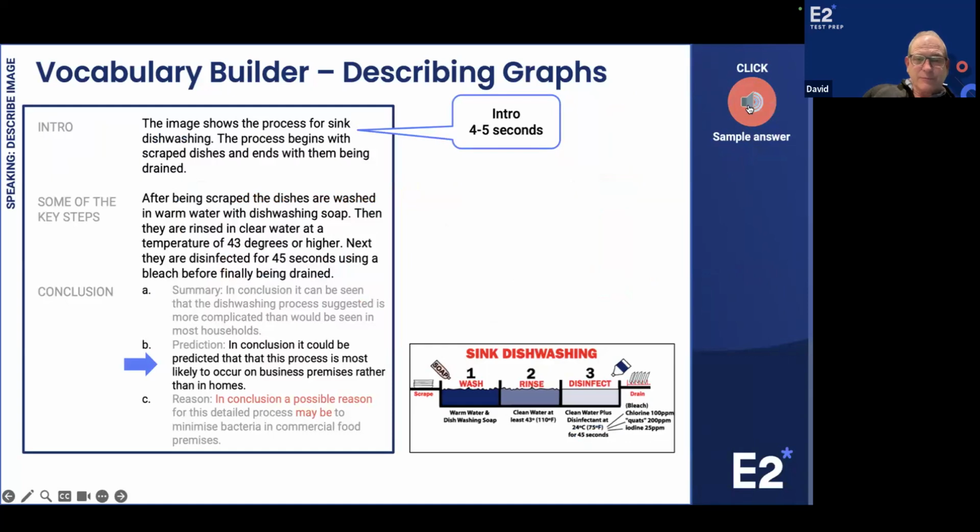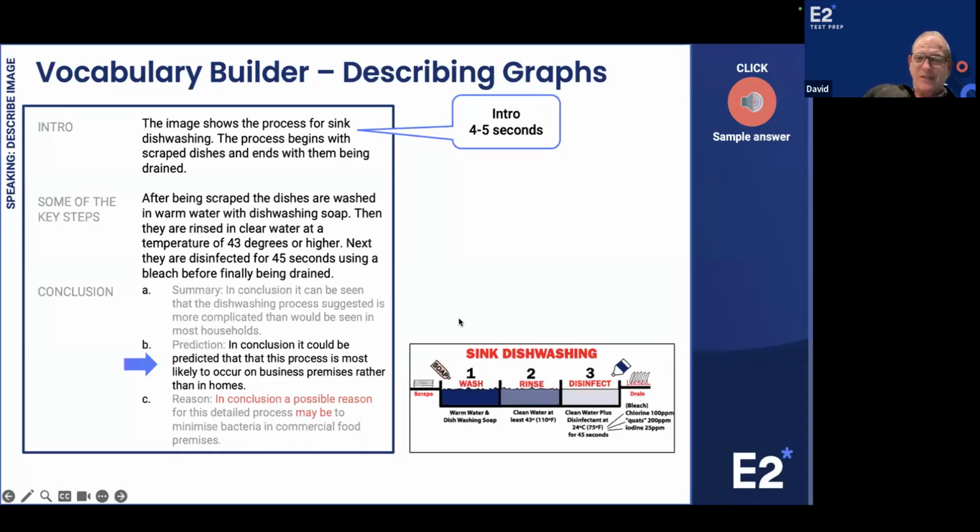The image shows the process for sink dishwashing. The process begins with scraped dishes and ends with them being drained. After being scraped, the dishes are washed in warm water with dishwashing soap. Then they are rinsed in clear water at a temperature of 43 degrees or higher. Next, they are disinfected for 45 seconds using a bleach before finally being drained. In conclusion, a possible reason for this detailed process may be to minimize bacteria in commercial food premises.